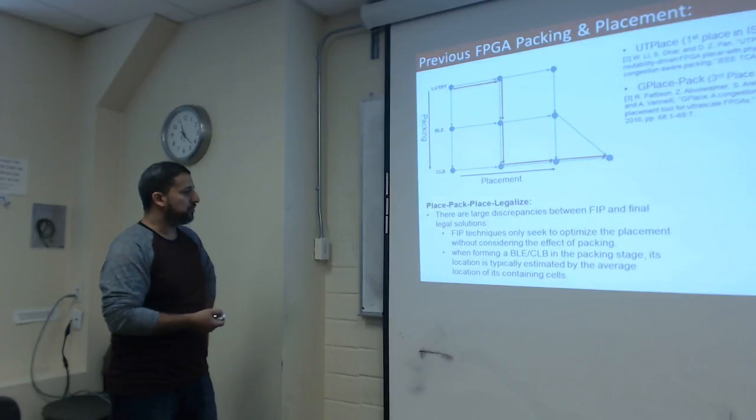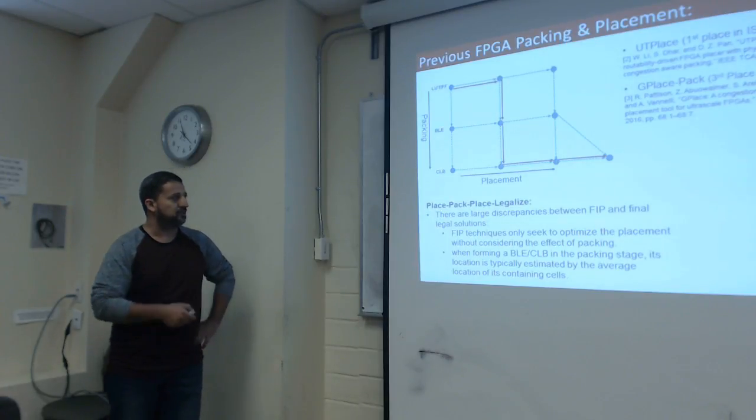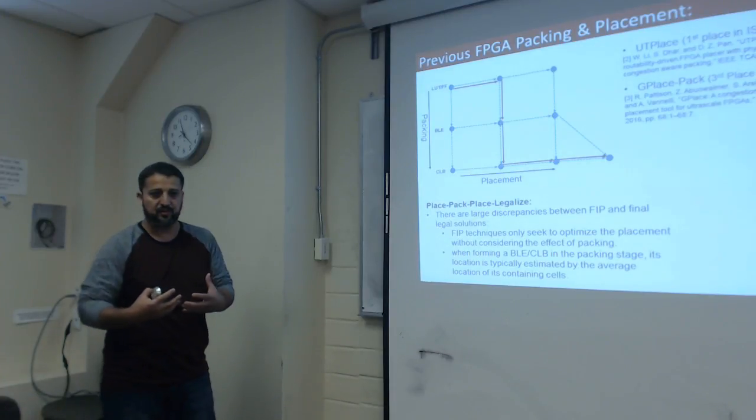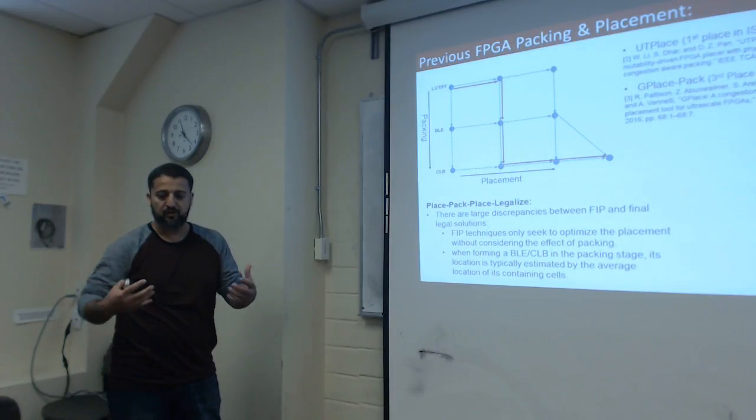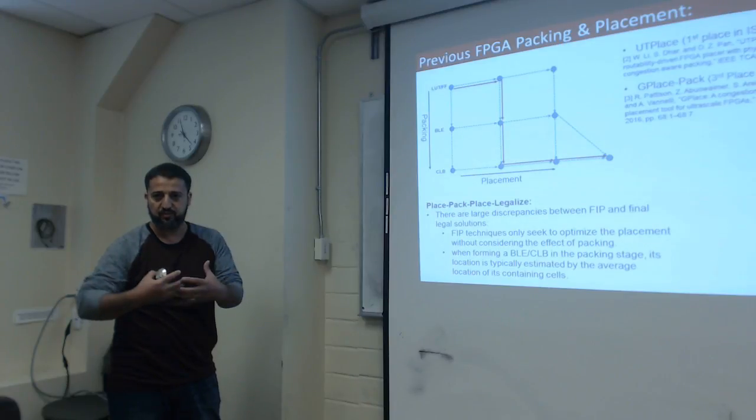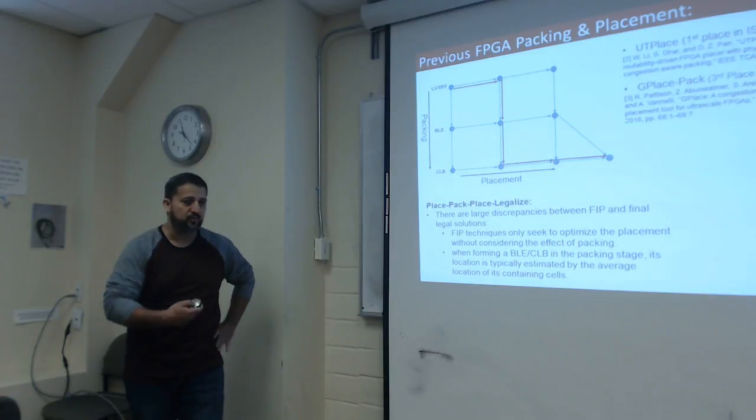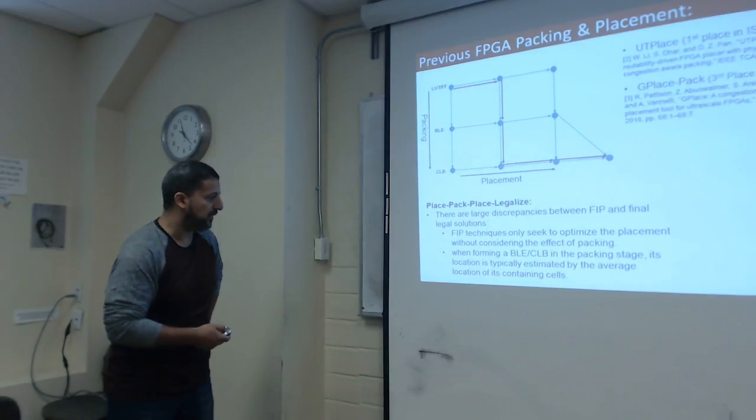Also, when you do the BLE and CLB packing, you need to average the positions of the contained cells to find the new positions of the CLBs and BLEs. That will degrade the solution quality.